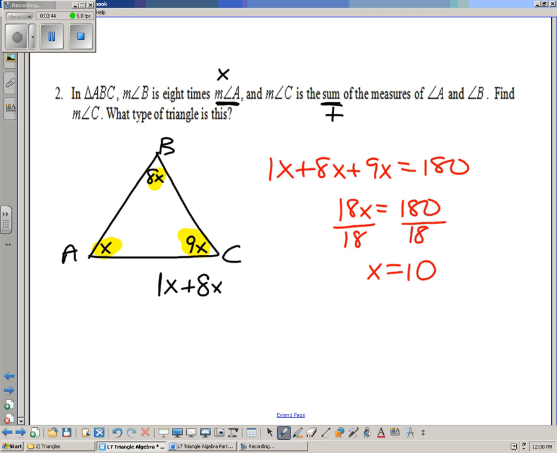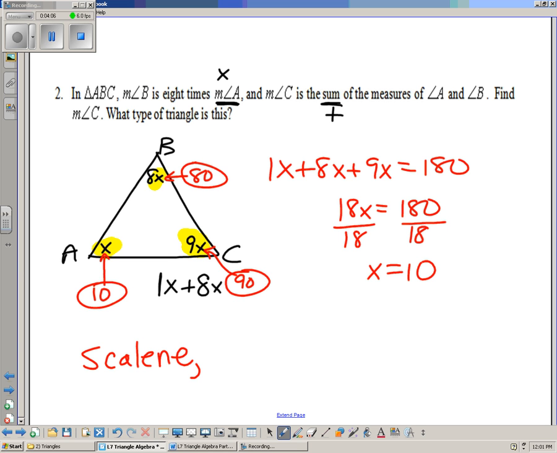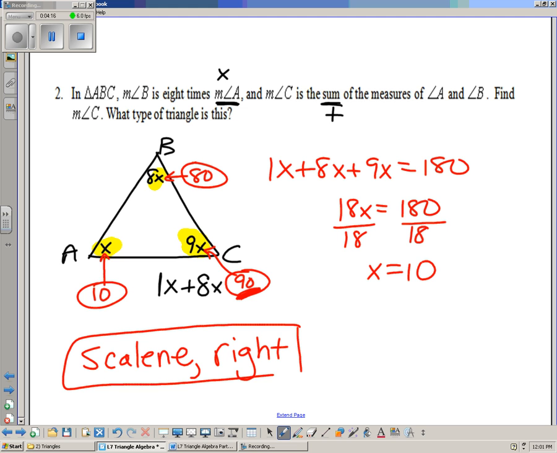We can't stop there. Angle A is x, so that's 10. Angle B is 8 times x, or 8 times 10, which is 80. And angle C is 9 times x, or 9 times 10, which is 90. So we have 3 angles. None of them are equal, so the triangle is scalene. And one of the angles is a right angle, angle C. Even though the picture doesn't look like it, it turns out that it was a right angle. So we can call this a right triangle. So the triangle is right and scalene.